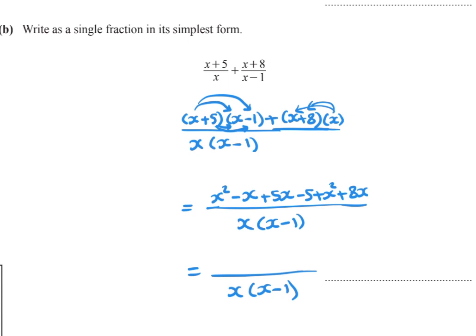Now combine the like terms for the numerator: x squared and x squared, so 2x squared. Negative x and positive 5x, positive 4x, 4 plus 8, 12, so 12x. And we have negative 5, so this is the answer.